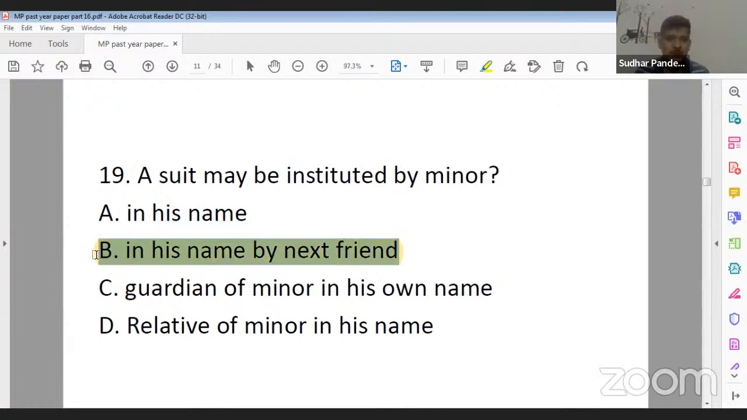Now, it is very important to remember that whenever a suit has to be defended by a minor, that particular suit is going to be defended by the minor in the name of a guardian ad litem. This is also a question that is asked quite often. Question number 18, Ankita ji, there is a limitation. So its correct answer will be C.